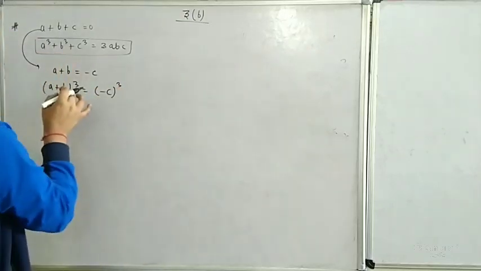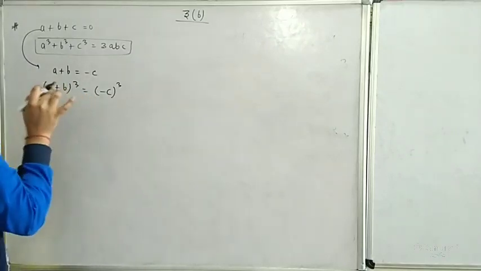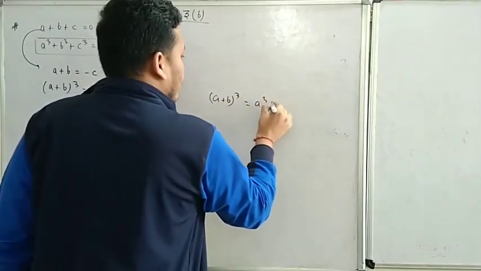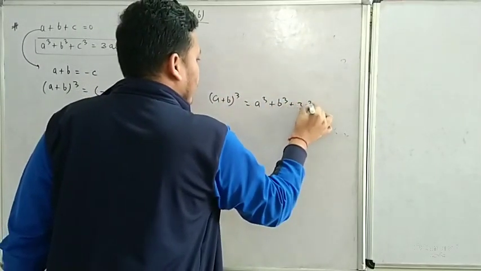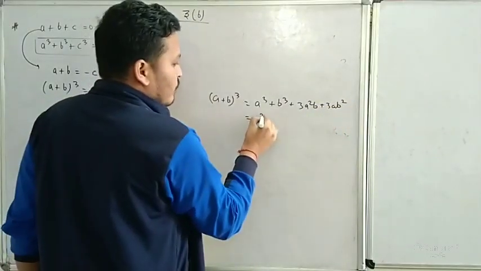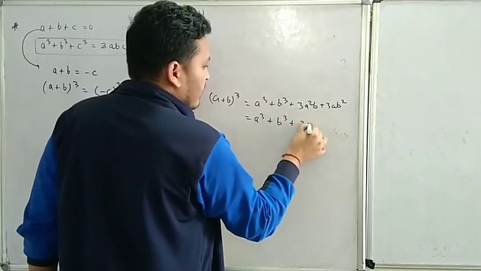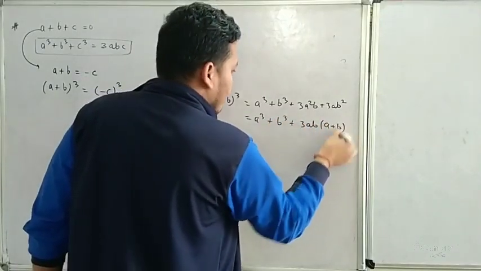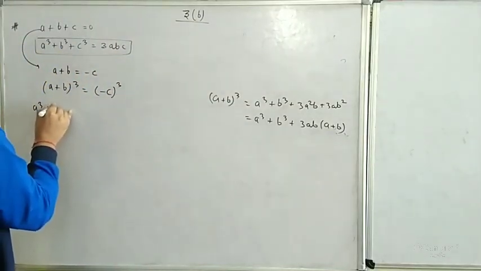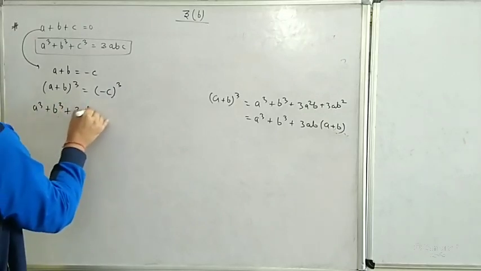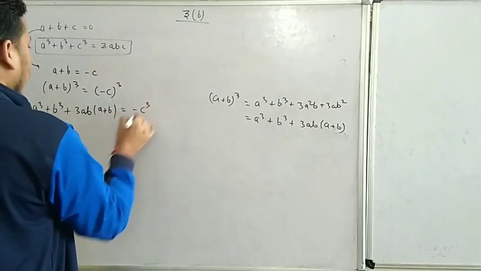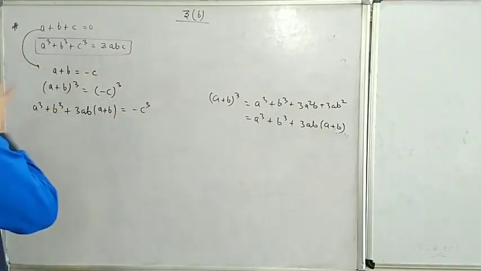As you know, the formula of a plus b whole cube is a cube plus b cube plus 3a square b plus 3ab square. So how much is this? This is a cube plus b cube plus 3ab common out, so a plus b remains. So now a cube plus b cube plus 3ab, then a plus b is equal to minus c, and minus c whole cube.